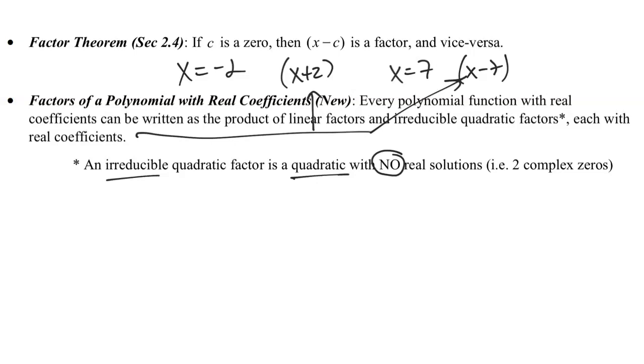And so we're going to see at the end of this lesson that every polynomial can be written as the product of linear factors like x plus 2 or x minus 7 or x plus 5, and irreducible quadratic factors, for example, x squared plus 6x plus 10, which does not have any real solutions. So we'll get there. That's where we're headed by the end of these notes.